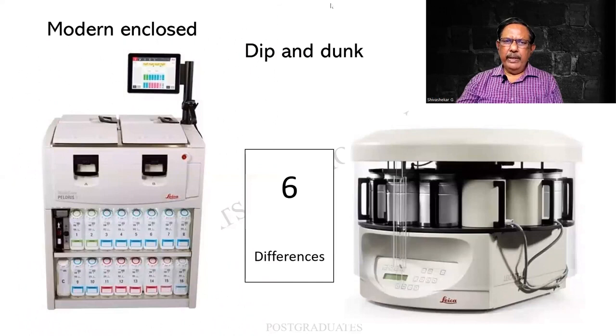This is a dip and dunk. In one condition here, I'll find that there is a dipping of the tissue in each and every jar, and then it goes on to the next jar. Dunk is when the tissue is left as it is, and then the reagent is poured onto it. This is a modern enclosed one, and this is the earlier version of the histokinette. I would like you people to kindly write any six differences between these two.